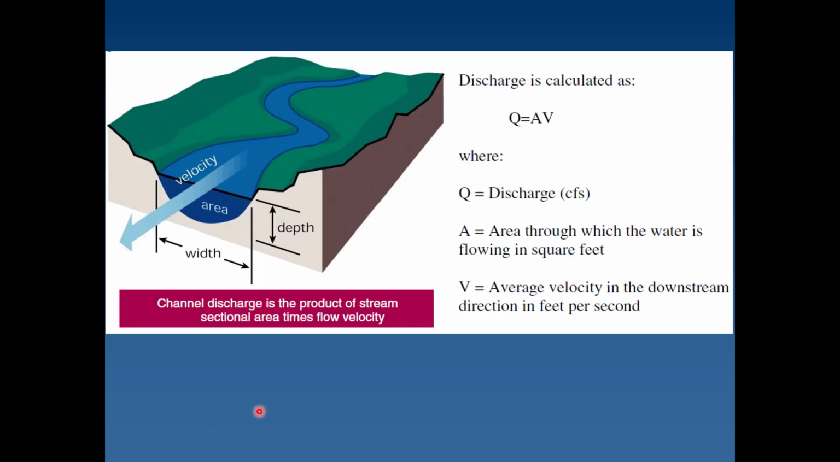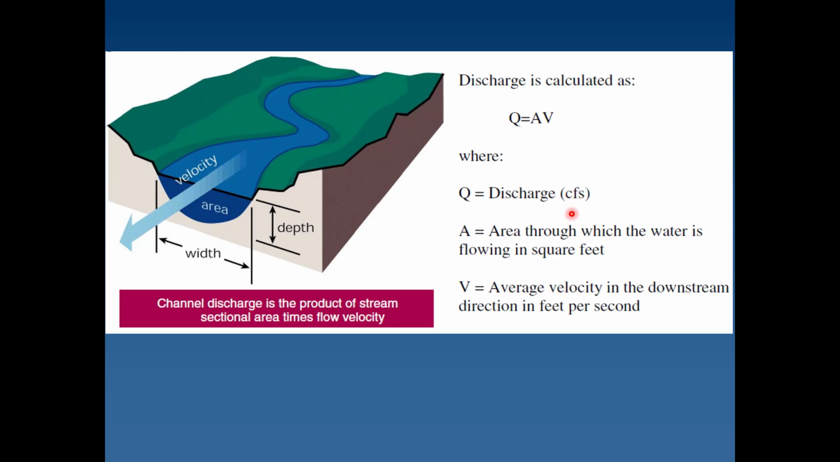So for straight hydrology, this is a very important diagram to be familiar with. And lo and behold, yes, another equation. Sorry about that. But this equation states that the discharge, the amount of water that's moving through a river, is equal to the area of the water in a cross-section times the velocity of that water. And the units are cubic feet per second.